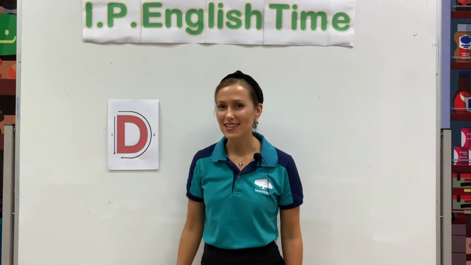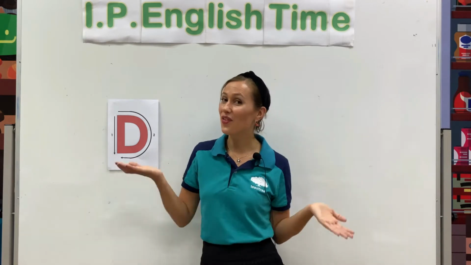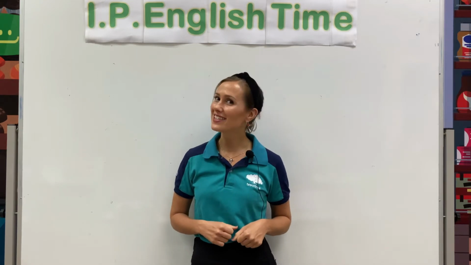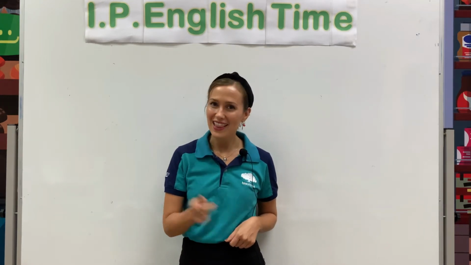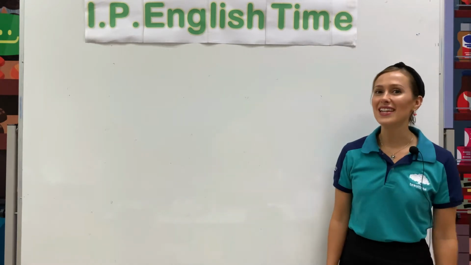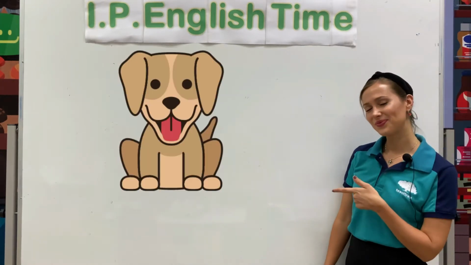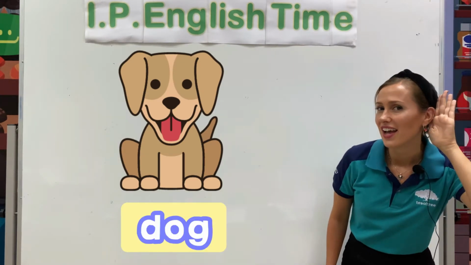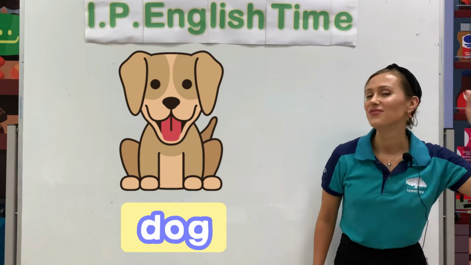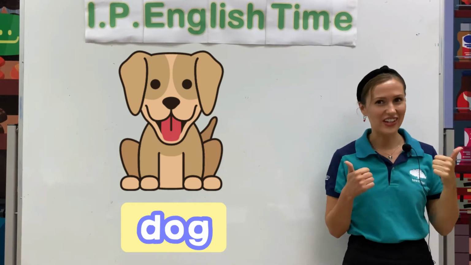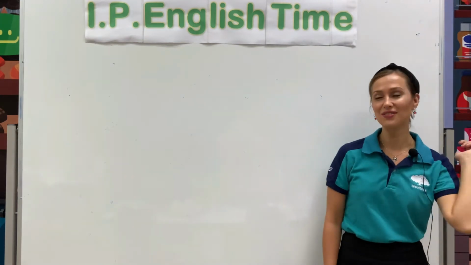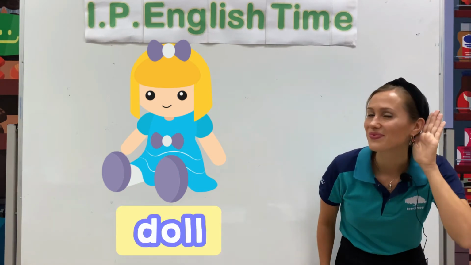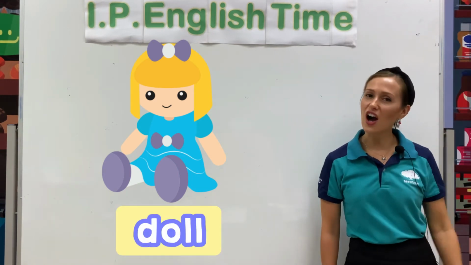Do you remember our letter D words? Letter D is for? Let's start with some vocabulary words. Do you know some letter D words? Let's have a look. Letter D. Letter D is for? Dog. Very good. And letter D is also for doll. Doll.